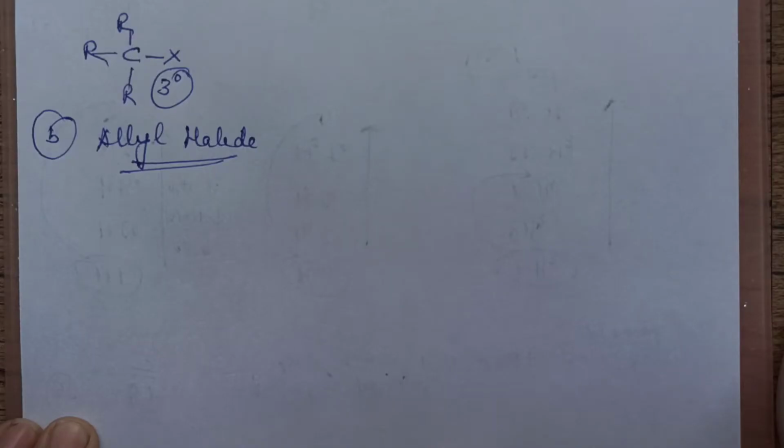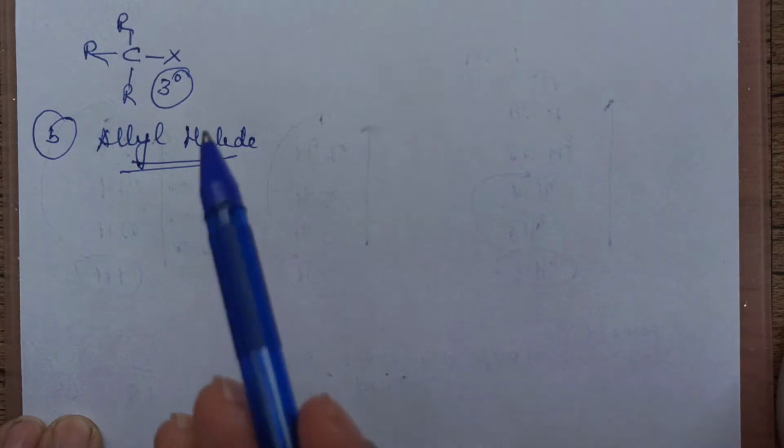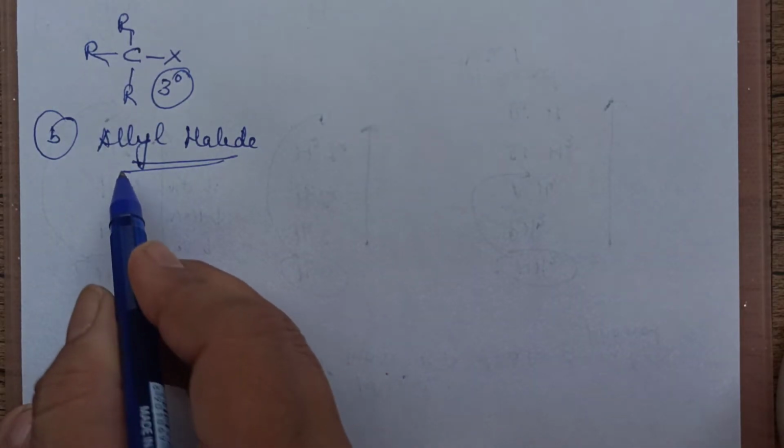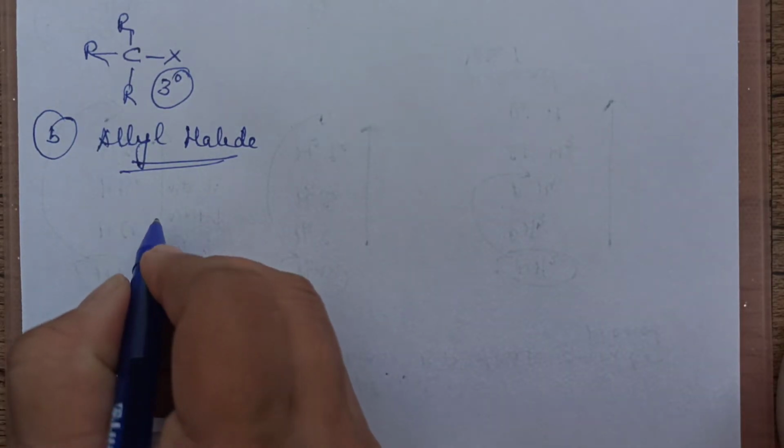Clear? Now the second category under sp3 hybridized carbon containing halogen is allyl halide. Now how do you identify allyl halide?